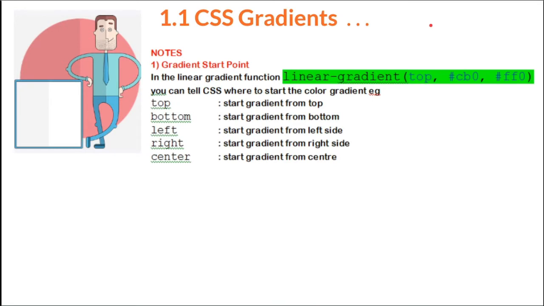So again, if we have a look at the breakdown of the CSS code, looking at the notes, we've got the gradient start point. In the linear gradient function, linear gradient top CB0 FF0, you can tell CSS where to start the color gradient. For example, you can tell it to start at the top, or from the bottom and go up. You can tell it to start from the left and go right, or start at the right and go left, and then you can tell it to start at the center and go outwards.